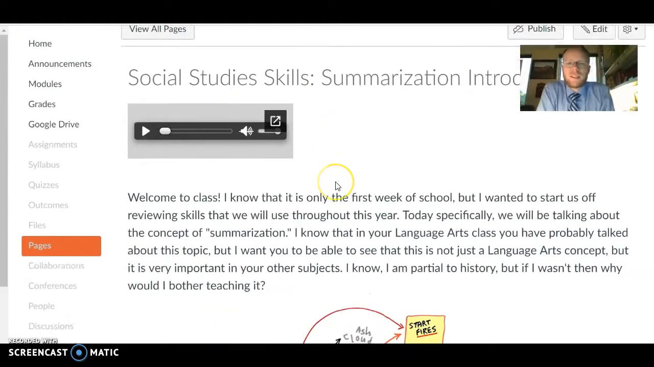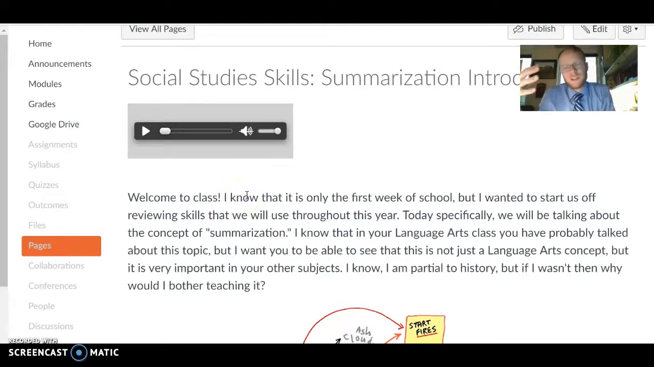So welcome to class. I know it's only the first week of school, but I wanted to start us off reviewing some skills that we're going to need throughout the school year. Today specifically, we'll be talking about the concept of summarization. I know in your language arts classes of the past, you've probably talked about this topic, but I want you to be able to see that it's not just a language arts thing. It's really any subject is pretty important, and be able to read a big thing and go, "What was this about?" in a few sentences.